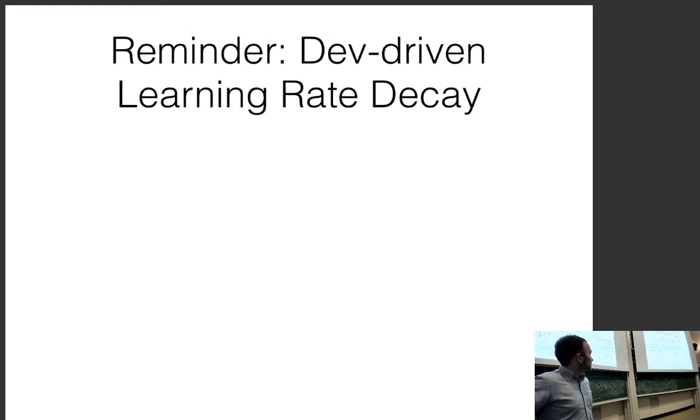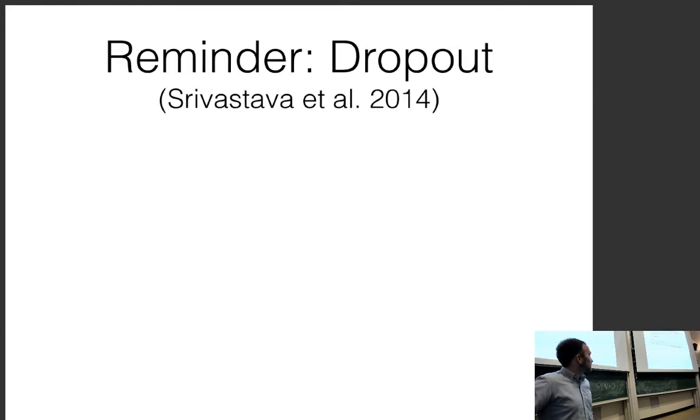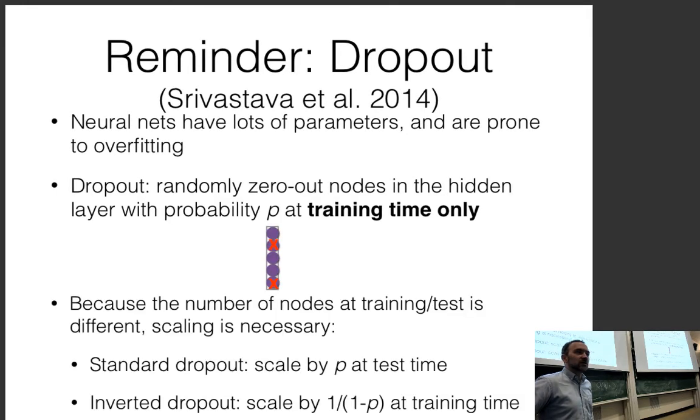So development-driven learning rate decay, we talked about this before, but just as a refresher, every time the development set accuracy gets worse, you reduce the learning rate, maybe by half, and this is effective at helping prevent overfitting as well. Dropout, everybody should be using dropout.